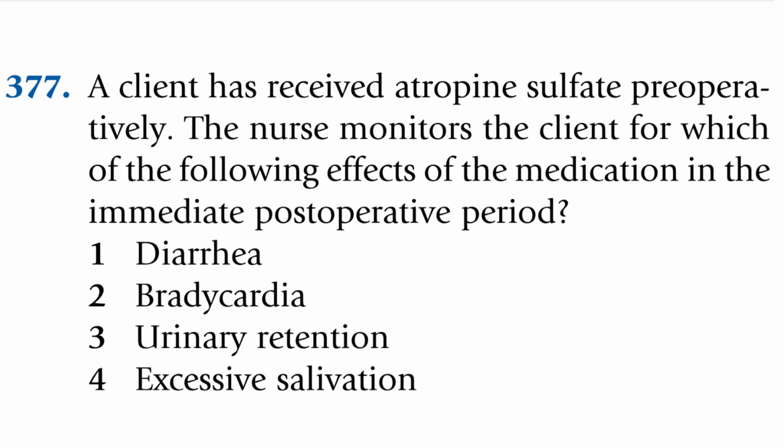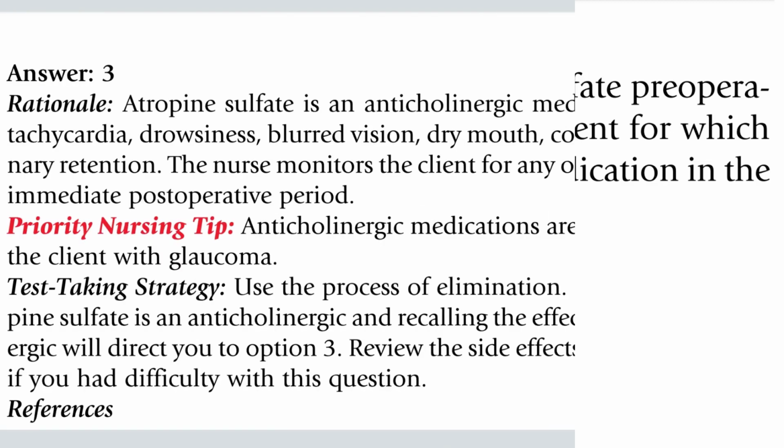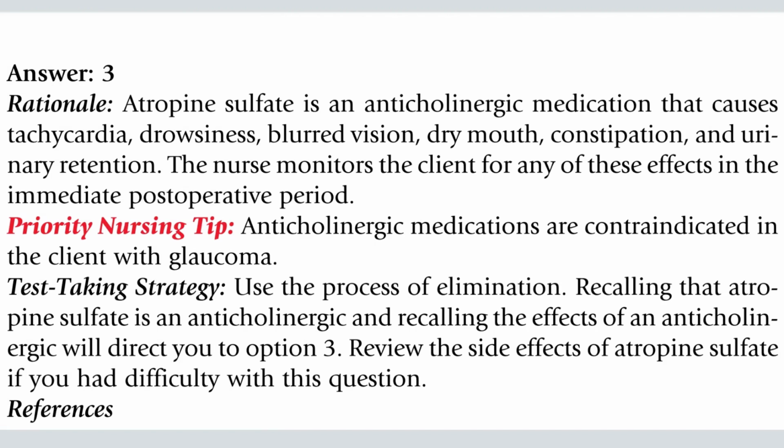377. A client has received atropine sulfate preoperatively. The nurse monitors the client for which of the following effects of the medication in the immediate postoperative period? 1. Diarrhea. 2. Bradycardia. 3. Urinary retention. 4. Excessive salivation. Answer: 3. Rationale: Atropine sulfate is an anticholinergic medication that causes tachycardia, drowsiness, blurred vision, dry mouth, constipation, and urinary retention. The nurse monitors the client for any of these effects in the immediate postoperative period.